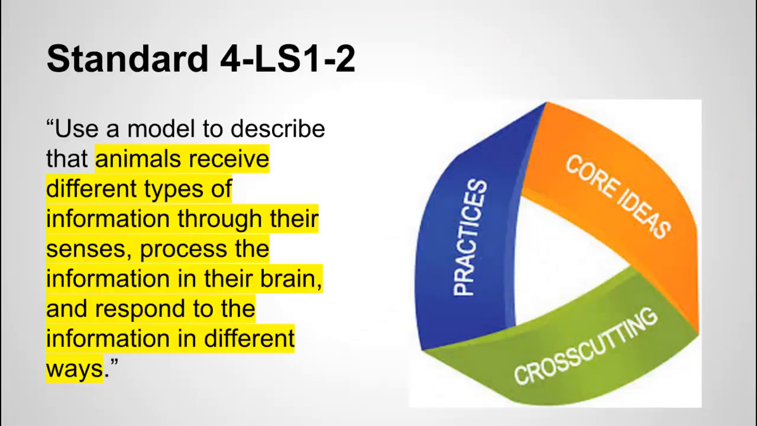Now, the second part of the standard states that animals receive different types of information through their senses, process it in their brain, and then respond to the information in different ways. So let's look at what that second half of the standard means.